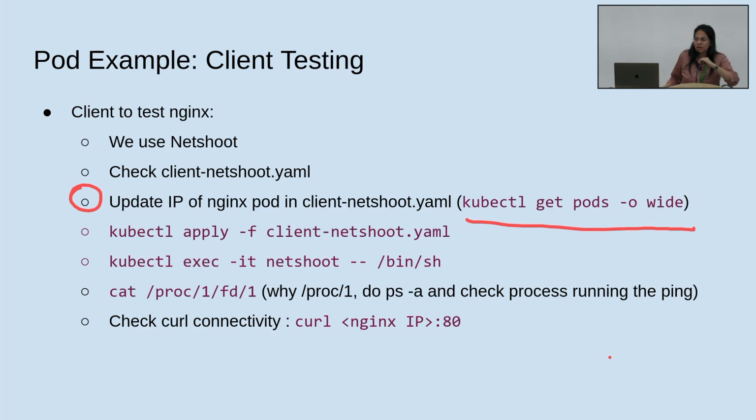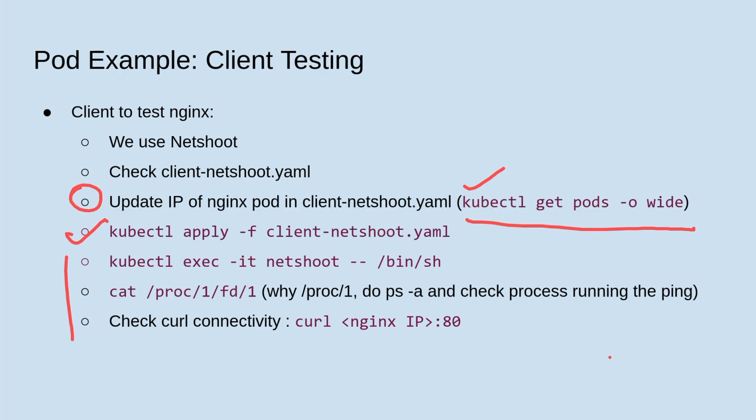Right, so there is a ping, and after that there is an IP in that file. Replace that IP with the IP of your Nginx container, the Nginx pod that's running. And to do that, use this command. Once you replace the IP in the client netshoot.yml, apply the client netshoot.yml using this command, similar to what you've been doing till now.